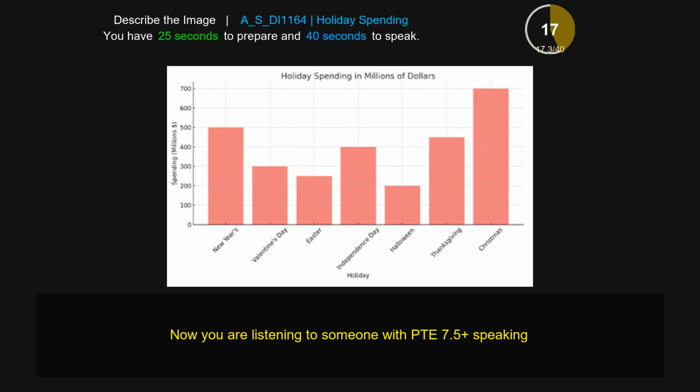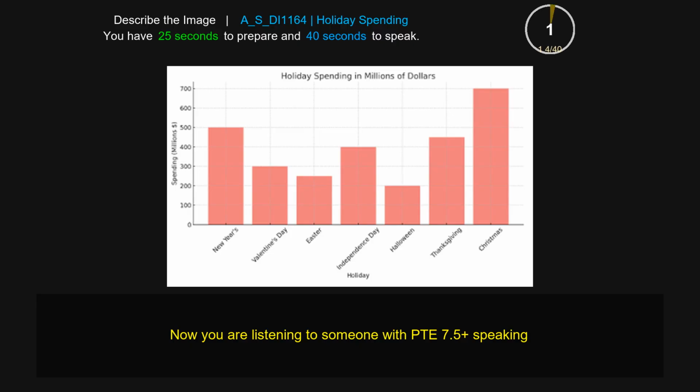It is clearly visible that Christmas has the maximum holiday spendings in millions, which is more than 700 millions. Conversely, Halloween has the minimum holiday spendings, which is less than $300. The data is valuable for the holiday spendings and highly effective.